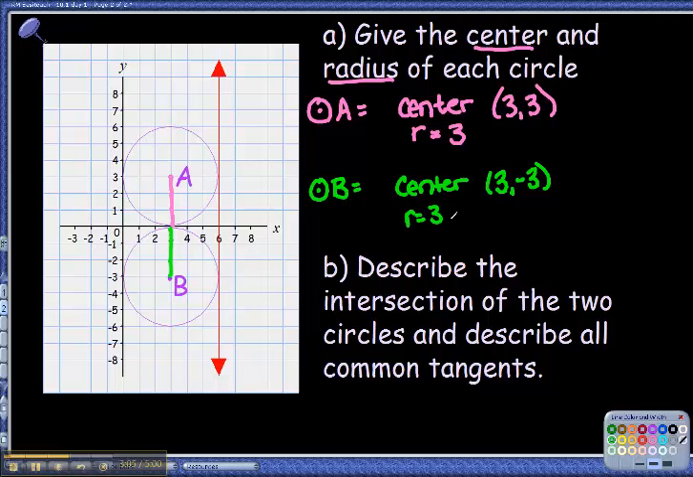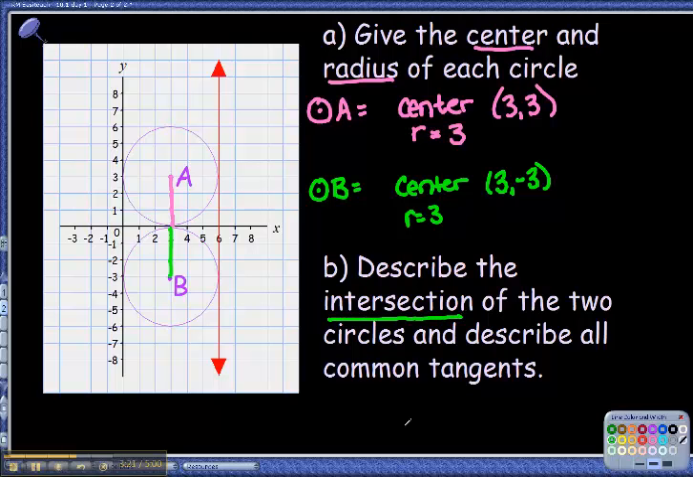So we have two circles here that have the exact same radius. That means that these are an example of congruent circles. They have the same measures. They would have the same areas. They would have the same circumference. They're congruent circles. Now, if you take a look at them, they also happen to intersect.